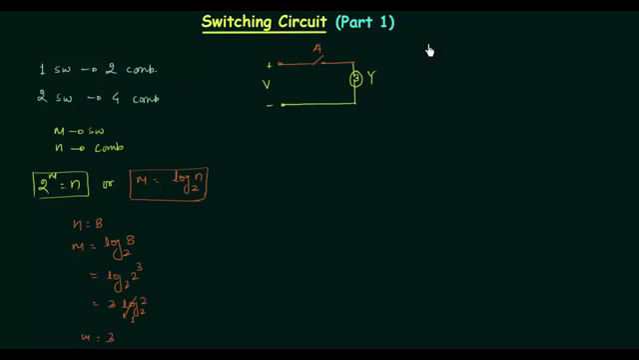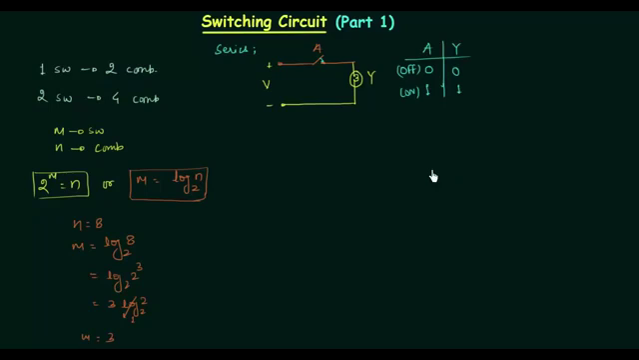So we can have a table. A is the input, Y is the output. When A is 0, it means when A is off, it is opened, then definitely the bulb will be off, so Y is going to be 0. In the same way, if A is 1, on, it is closed, then we have a flow of current through this bulb and it will glow. It means output is going to be 1. So this is a simple series arrangement for the switch and bulb.